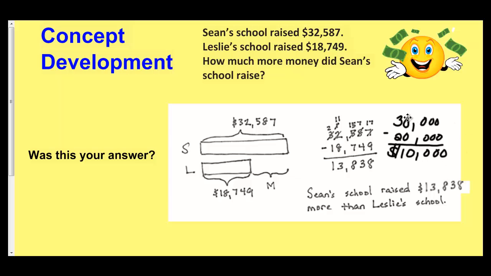Once you get really good at estimating, you should be able to just do this in your head and you could think, does my answer make sense? And yes, it does. It would not make sense if you had added these two together and you had said $50,000. It wouldn't make sense to say that Sean's school raised $50,000 more than Leslie's school because he didn't even raise $50,000.